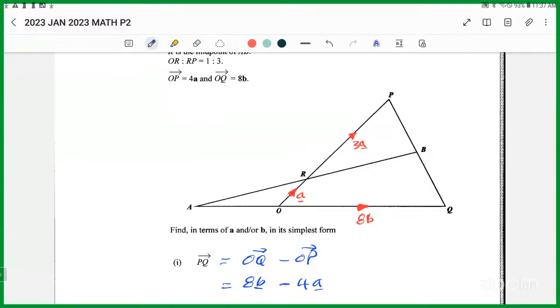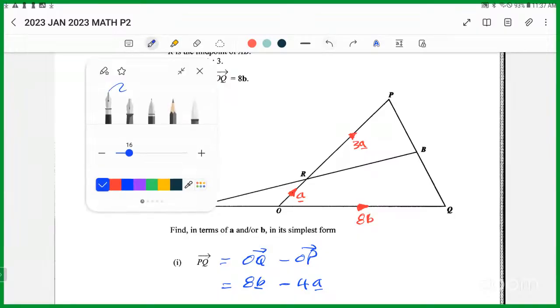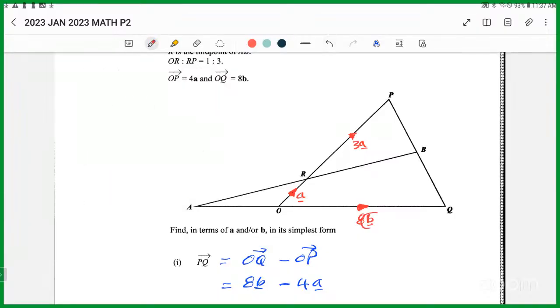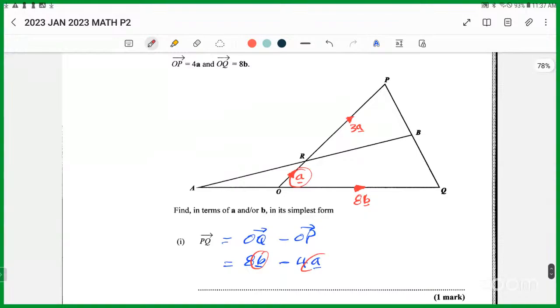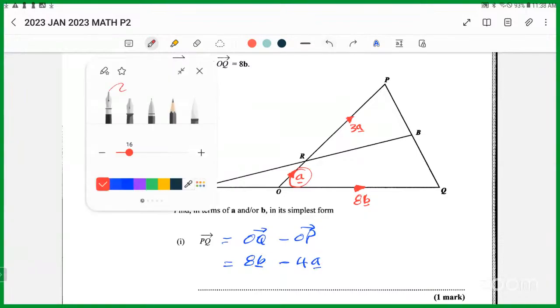Alright? So they gave me the small a and the small b as bold letters. I'm underlining them on my diagram. So I need to underline this b right here. I underline the a here, underline the a here, and I underline the b and the a here. So that is your vector PQ.